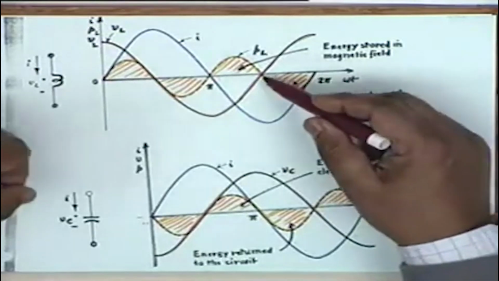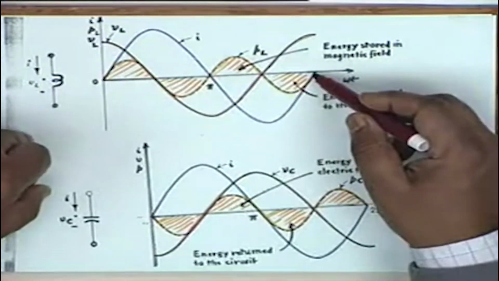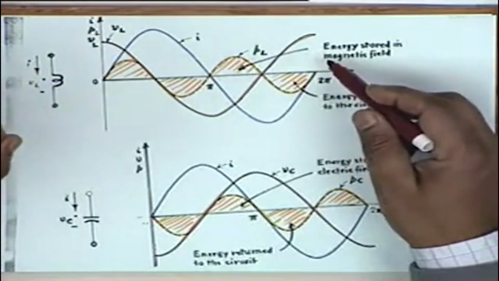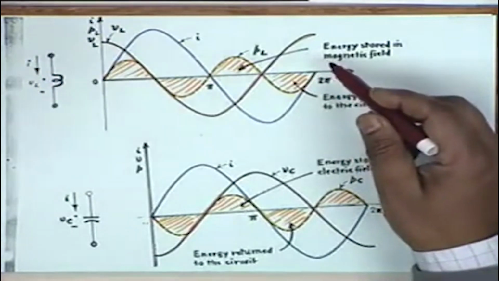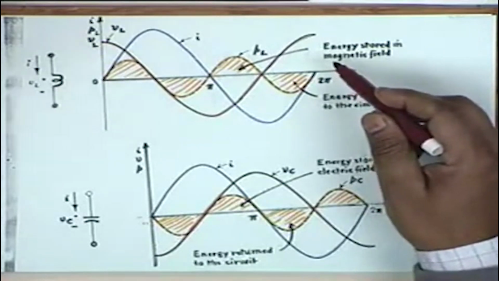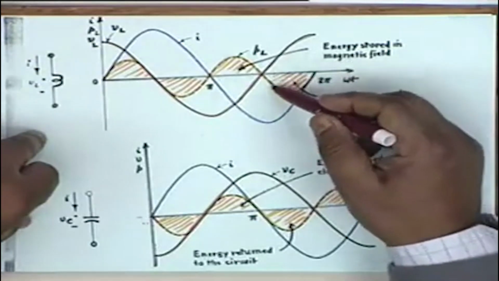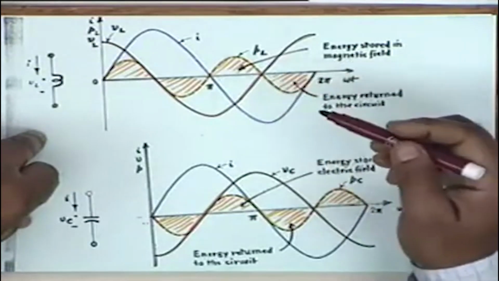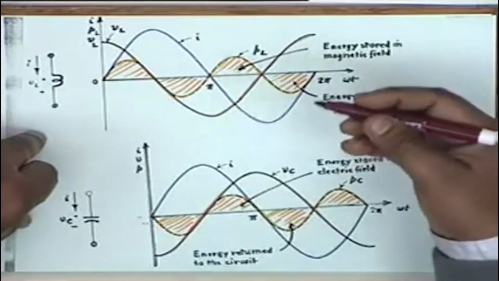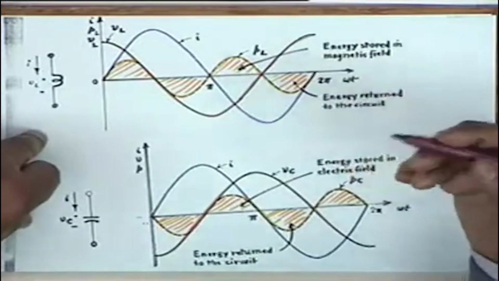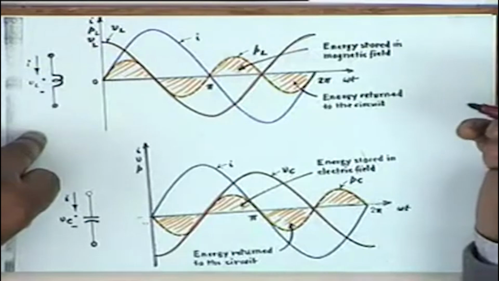On the other hand, in the next quarter of a cycle, this quarter refers to the current or the voltage cycle, not the power cycle. Power cycle is half of the voltage cycle. Alright. So in the next quarter of a cycle, the power is negative, which means that the magnetic field is returning energy to the circuit.